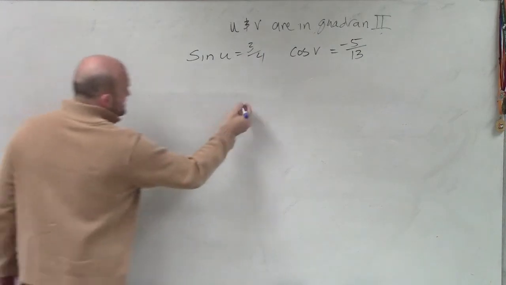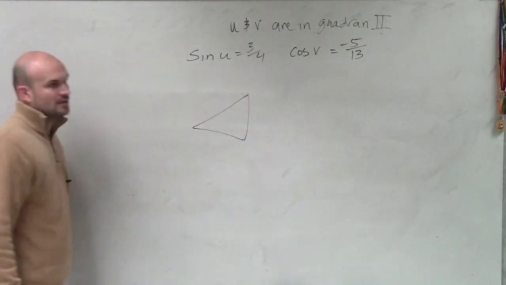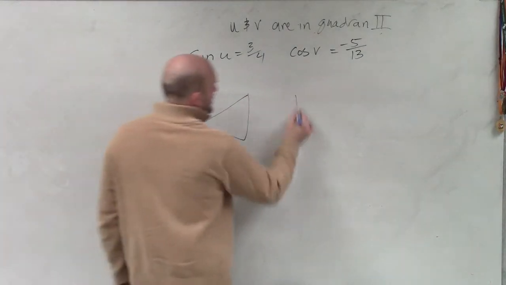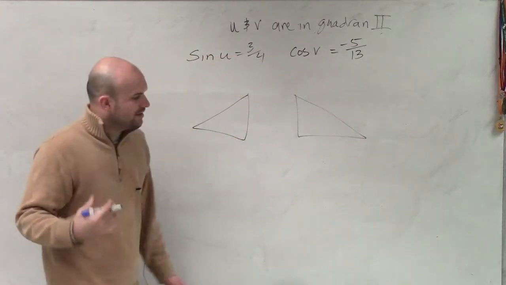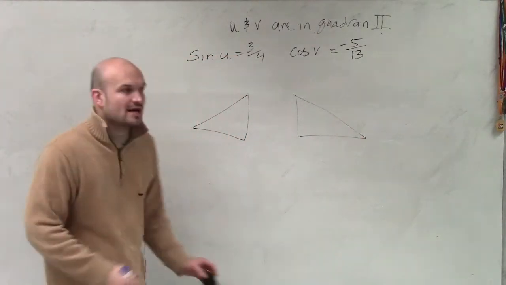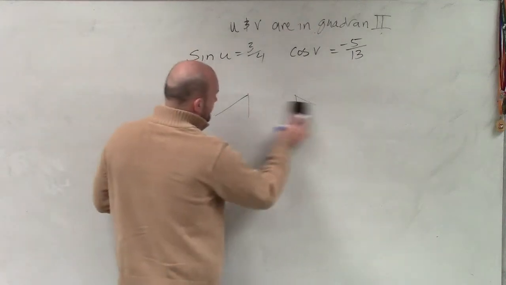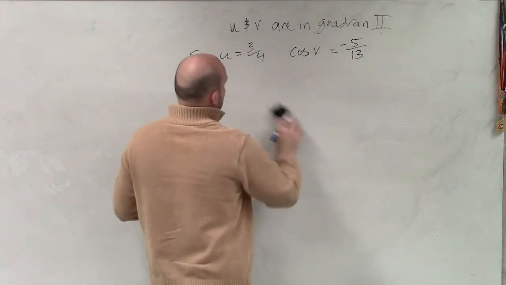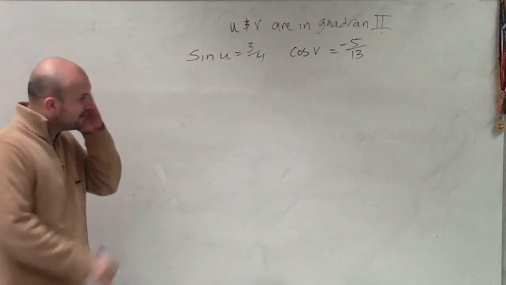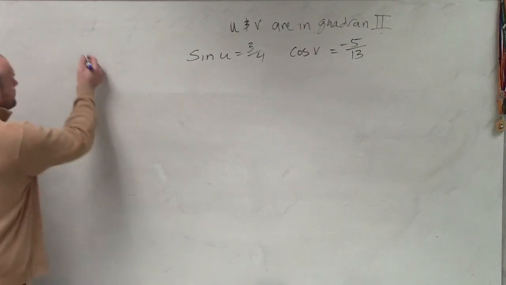A lot of you always want to just create this one triangle. Now we have to create two triangles that are in quadrant 2. All right? So we look at this and ask, how are we going to create the triangles?